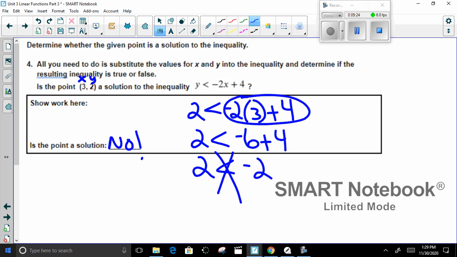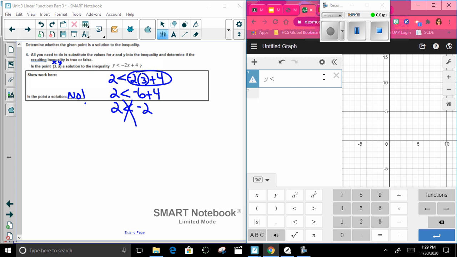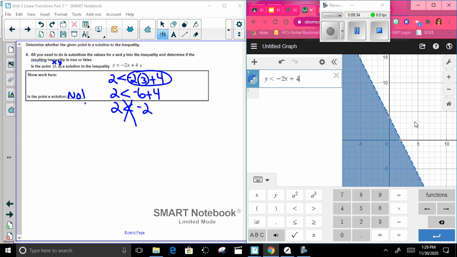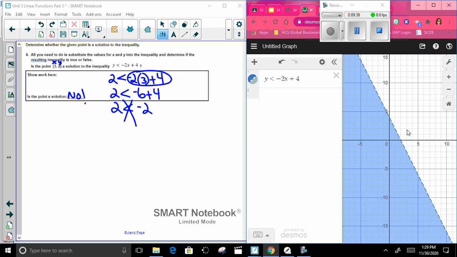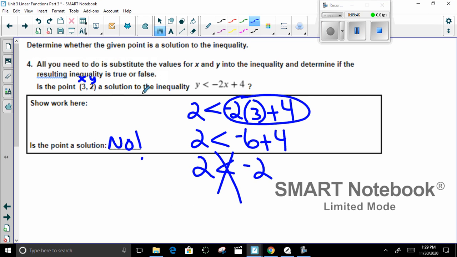We could also go and check ourselves. So let's go check really quick on our calculator. Let's type in negative 2x plus 4. I had everything else in there already. If I go look at the point 3, 2, it is right here in the white area, and I can see that it doesn't work, which is why it did not work out when I tried it algebraically. All right, you try 5, 6, and 7, and then you're going to turn in a picture of your work.